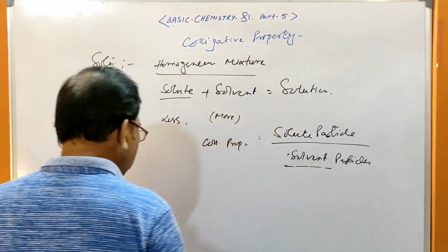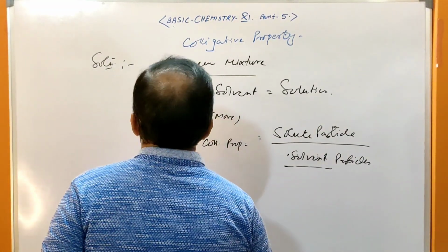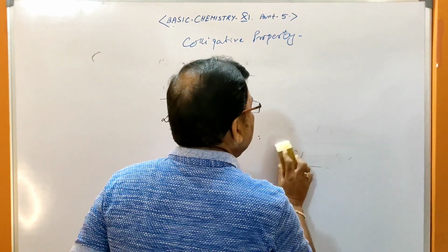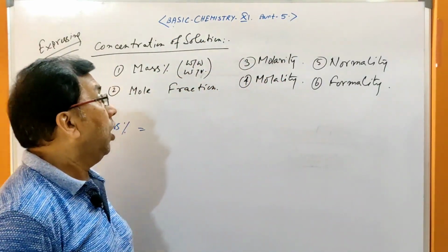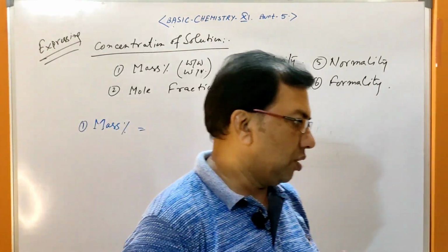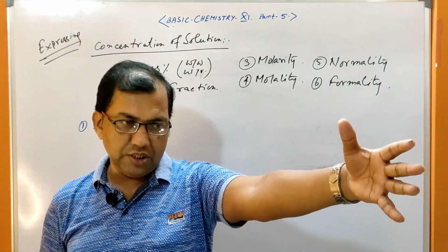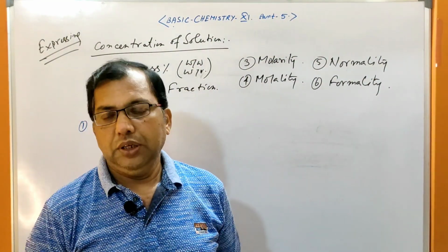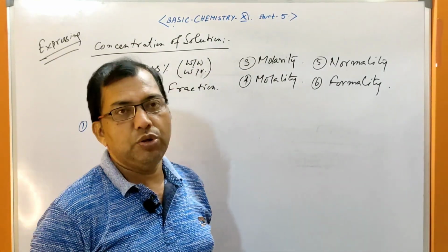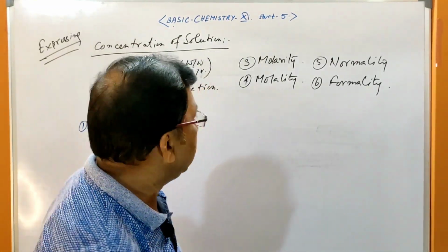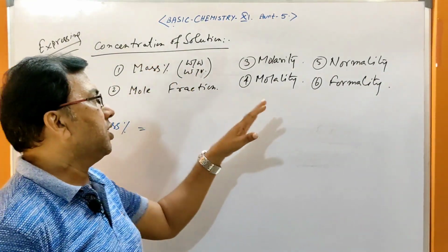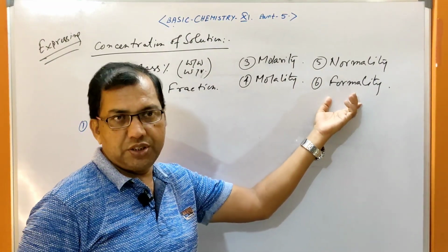Okay. Next, I am coming to concentration. How to express the concentration of solutions? There are so many methods. Just as you express distance, weight, length, etc., you have to express the concentration of a solution. There are many processes: mass percentage, weight by weight, weight by volume, mole fraction, molarity, molality, normality, formality.